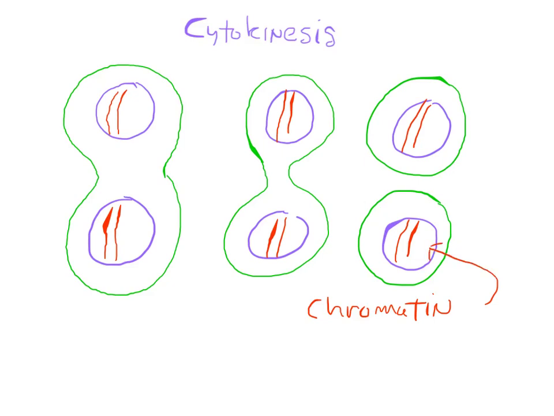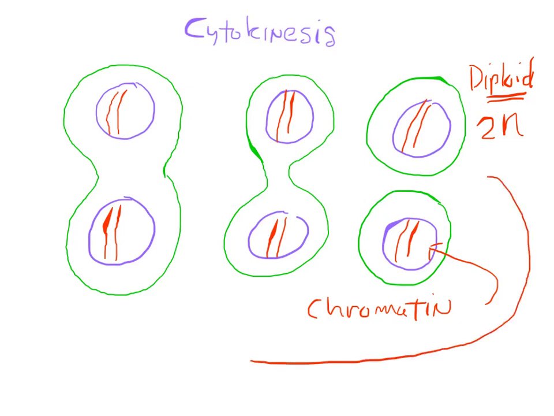So at the end of cytokinesis, we have diploid cells, 2n in abbreviation. And from here, this process, we would go into another round of the cell cycle, beginning with G1. And that's about all.